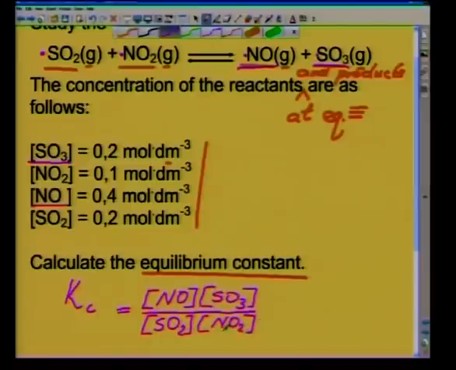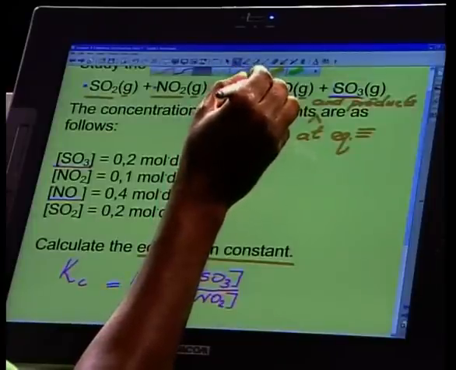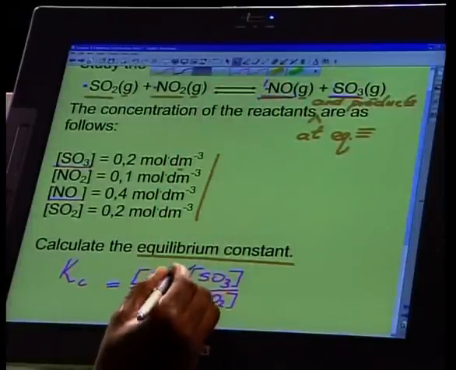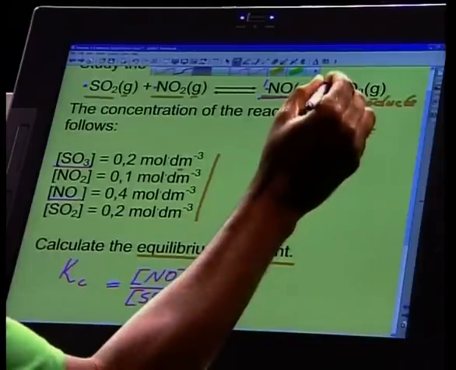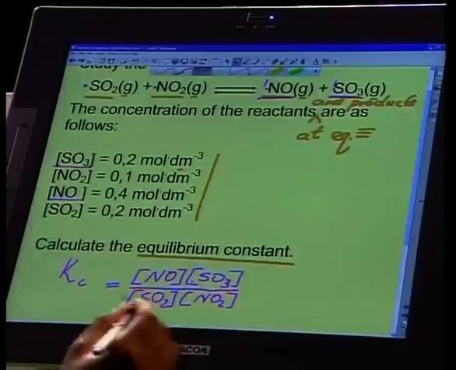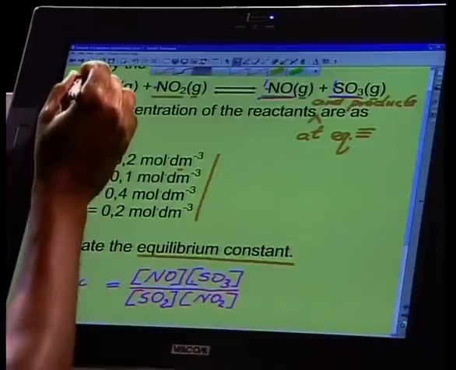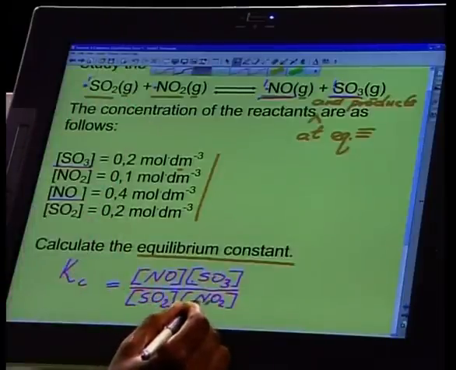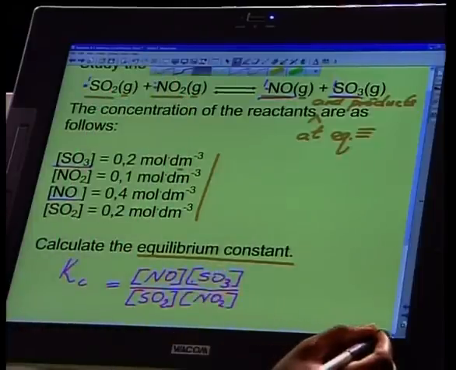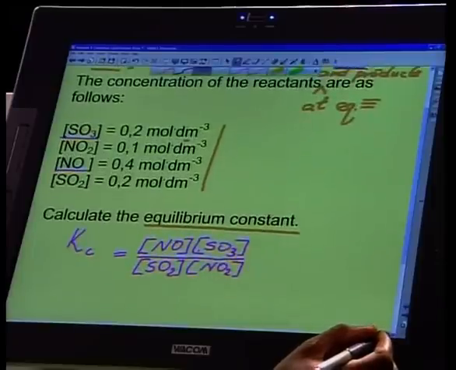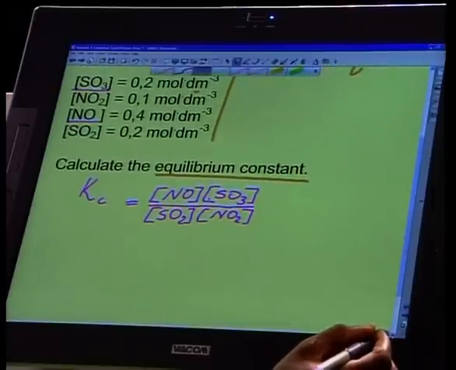Now you would ask me a question to say, but where are the powers here? The powers are there. This is concentration of NO. There is NO to the power 1. Remember, there is a 1 there. So to the power 1, it stays as it is. Concentration of SO3 also to the power 1. Divided by concentration of SO2 also to the power 1. Concentration of NO2 also to the power 1. So all this is to the power 1. So I don't have to be showing all those things because they are all to the power 1.